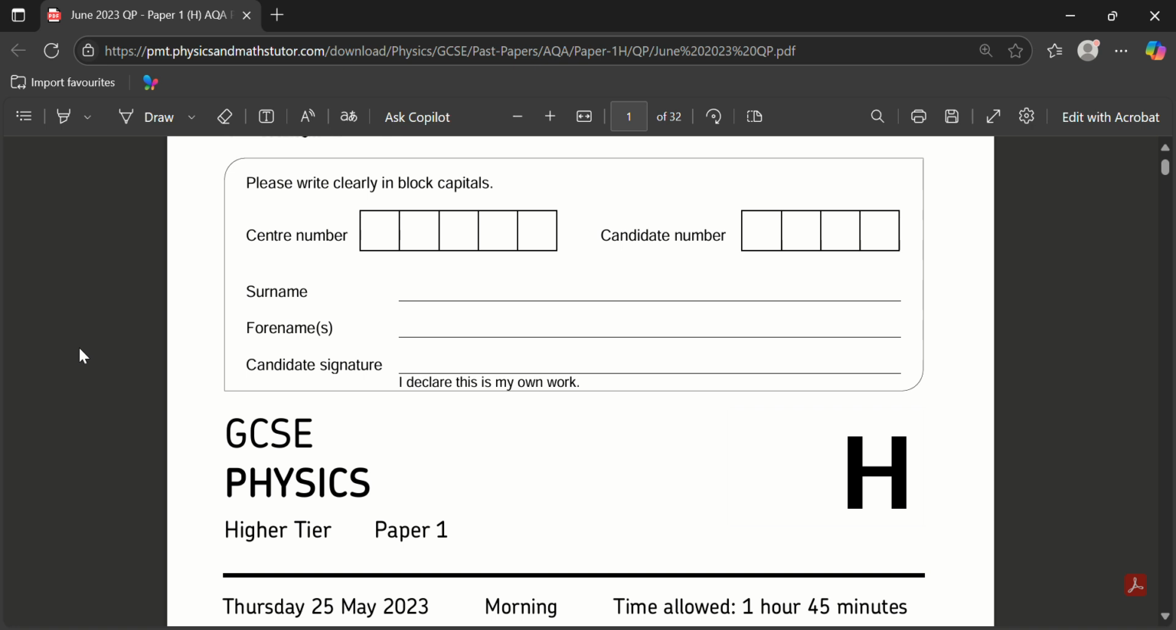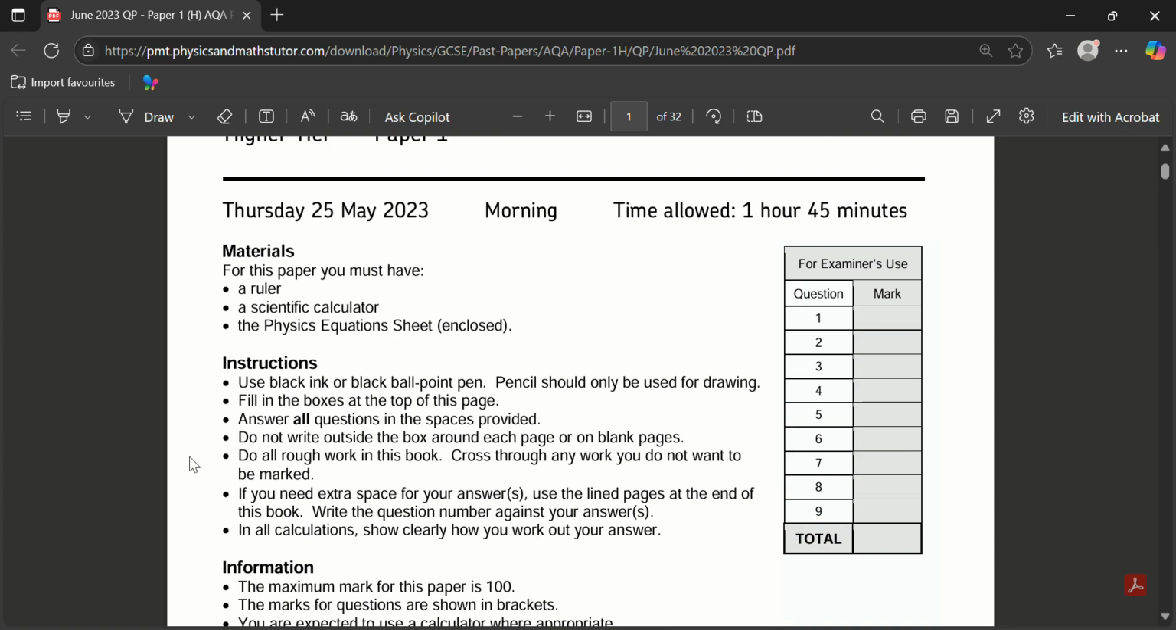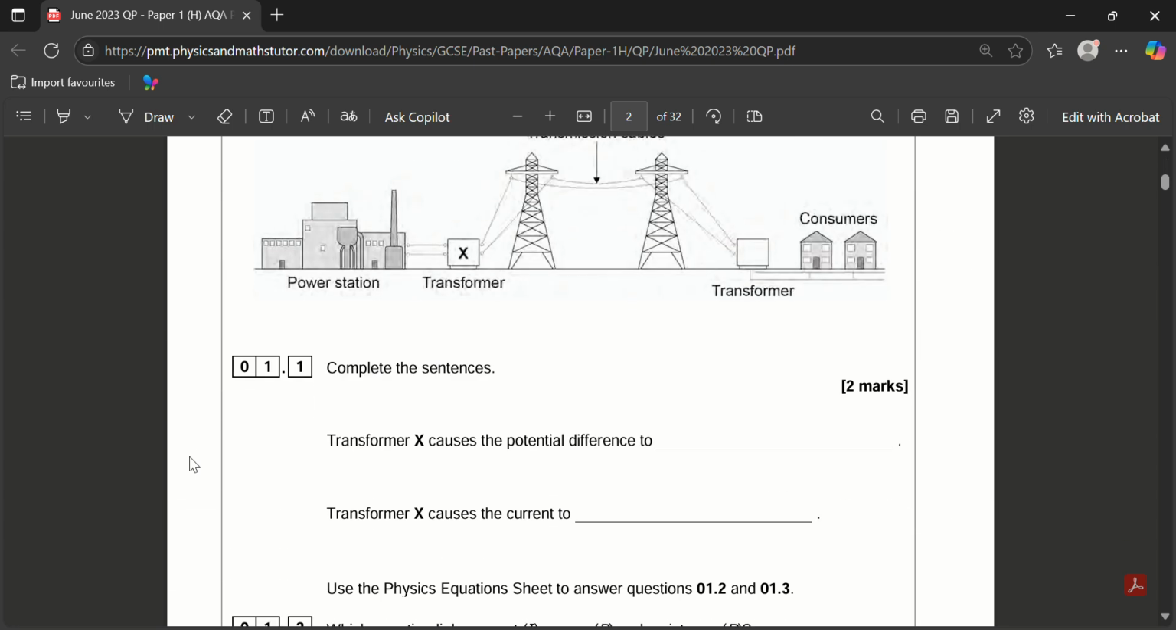This is the higher tier paper 1 GCSE Physics 2023 paper. And we're running through this paper today. Our first question on transformers.